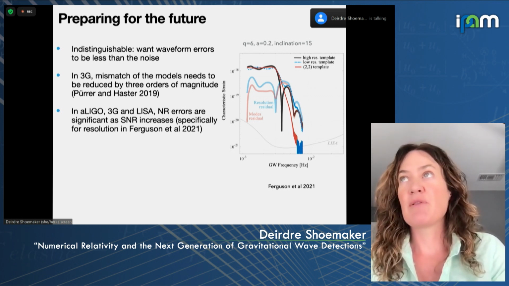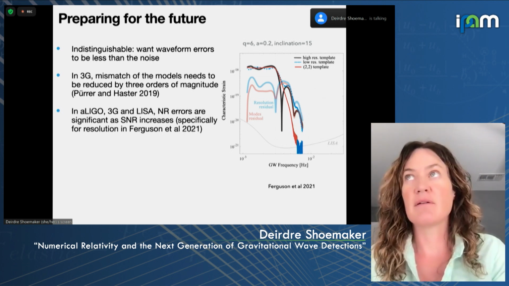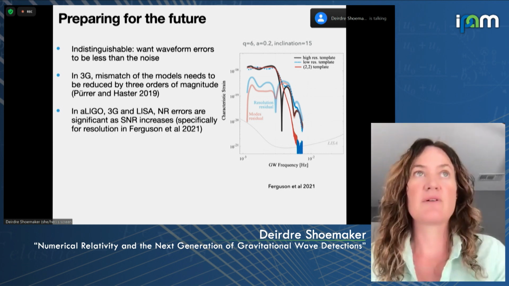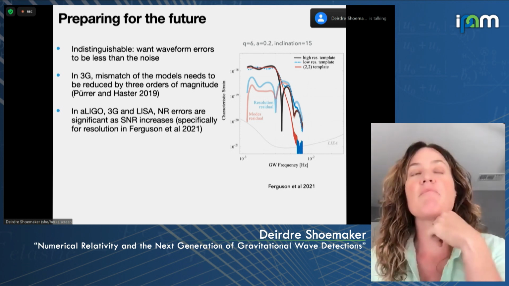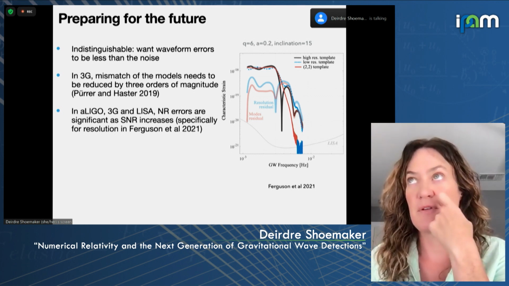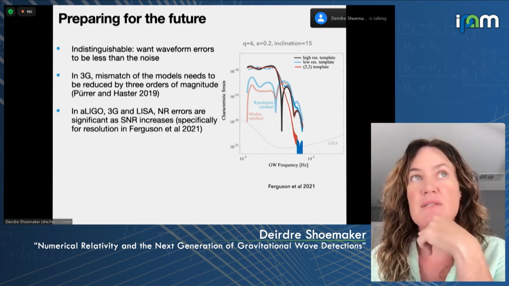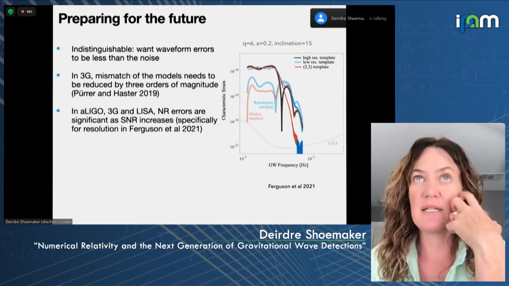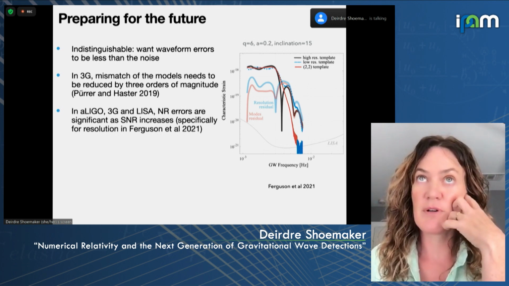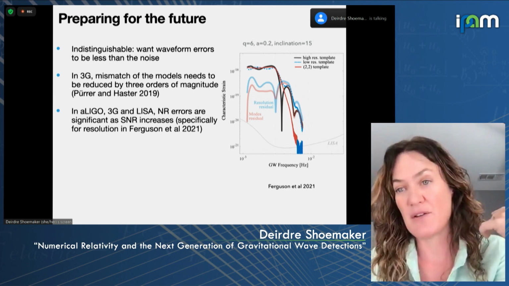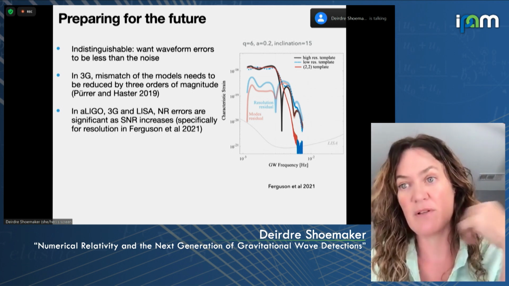So people have been looking at this a little bit. In the 3G, the ground-based detectors, there was work done by Michael and Carl, where they were looking at how good the models would be for these future ground-based detectors. They didn't talk about LISA, but they talked about Cosmic Explorer, Einstein Telescope and A+. And they saw that they might need to really improve their models by 3 orders of magnitude to fully take advantage of the science in these extreme cases where we have really large signal-to-noise ratios.